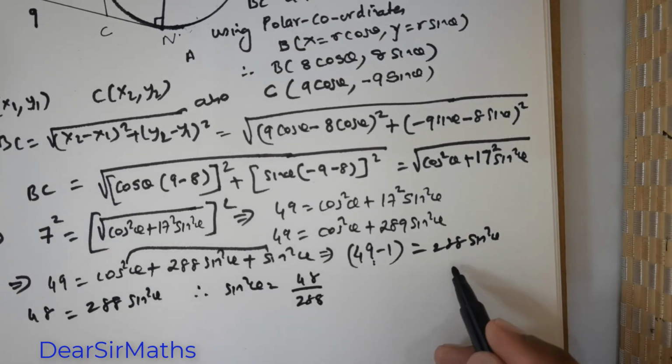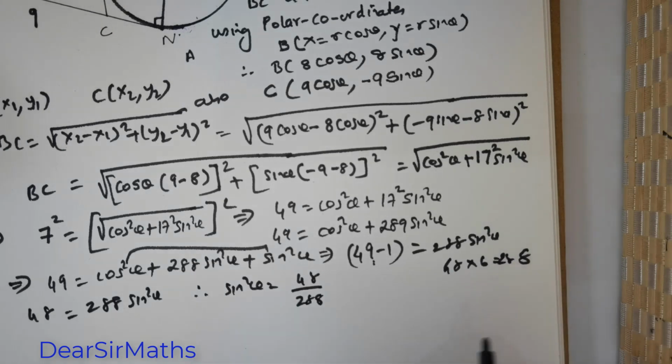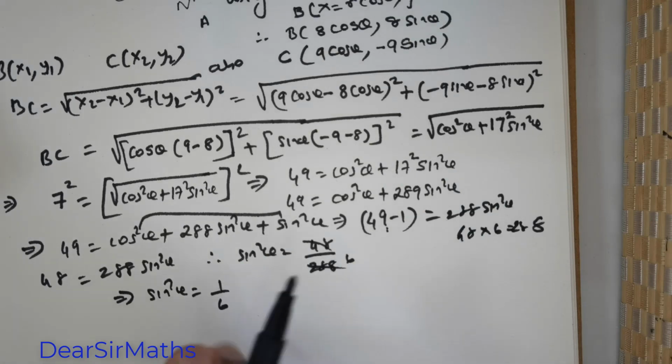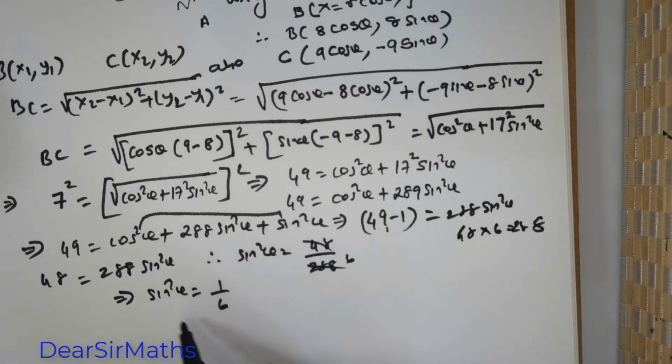Now, what happens when 48 is multiplied with 6? 6 8s are 48, 6 4s are 24, 25, 26, 27, 28. You get 288, right? So 48 divides this 6 times. That's fine. Now, from here, what does this give us? This means sine squared theta is equal to 1 over 6. Fine. Let me keep it as 1 over 6 for sine squared theta. But if we are just required to obtain sine squared theta, then this value is fine.